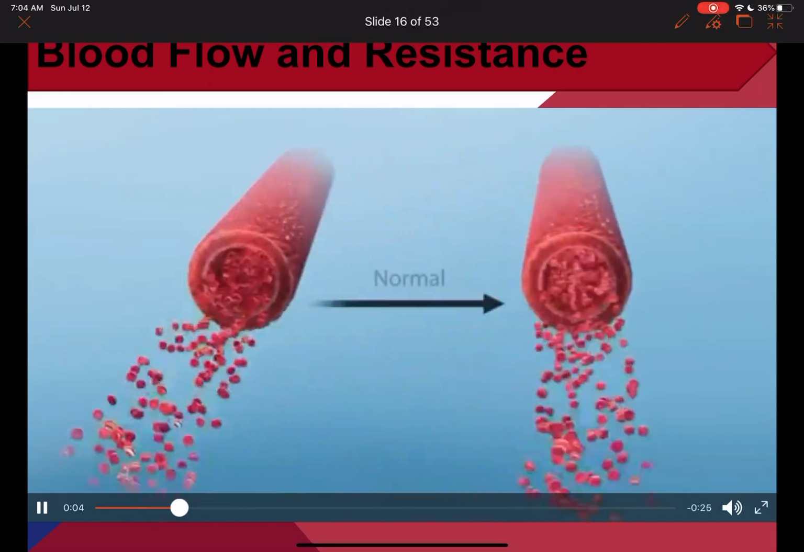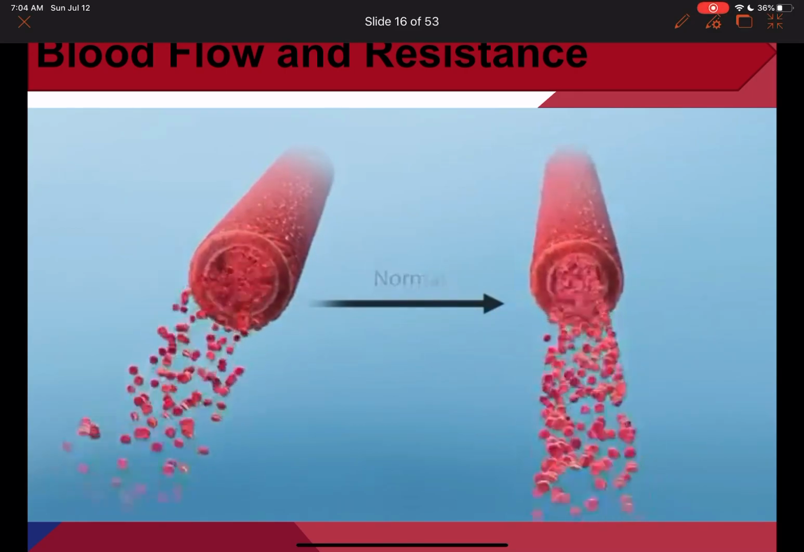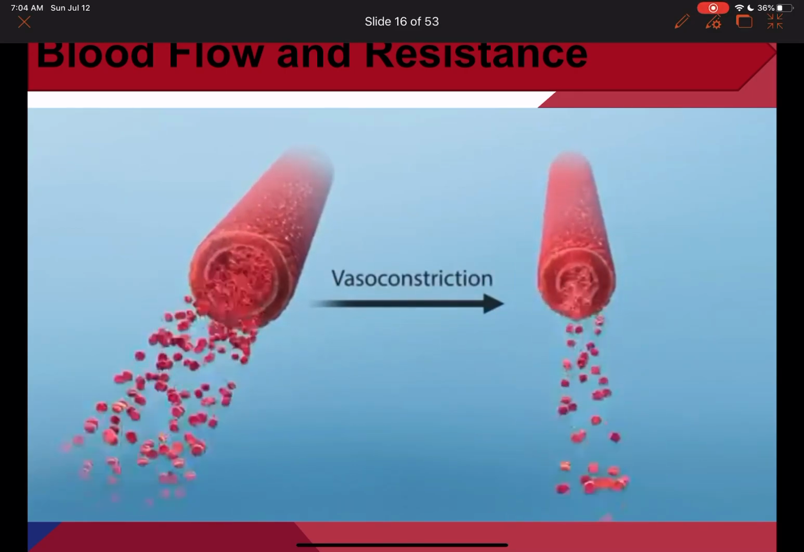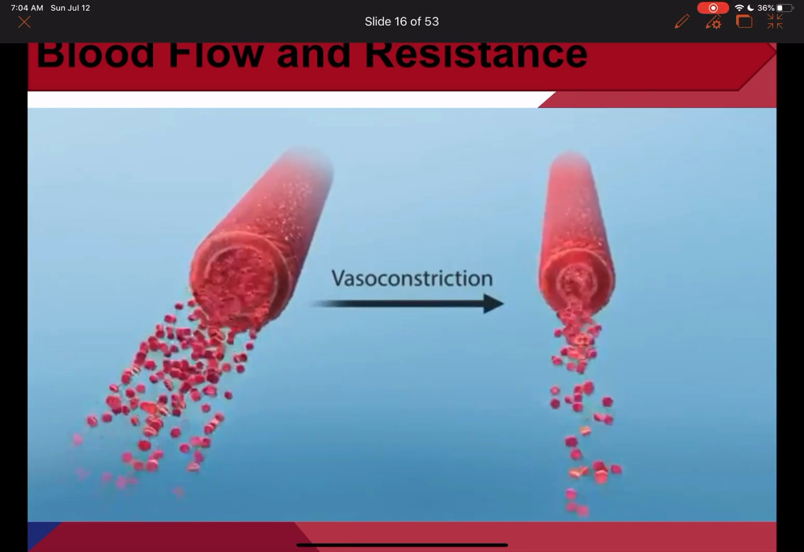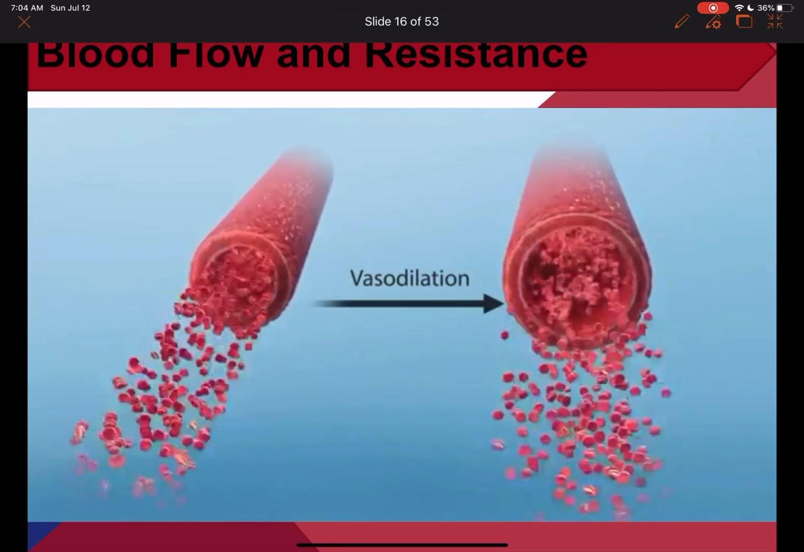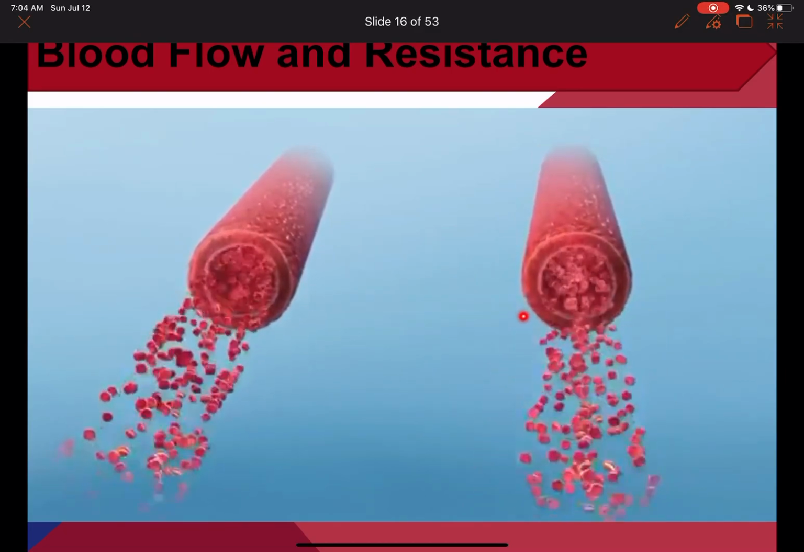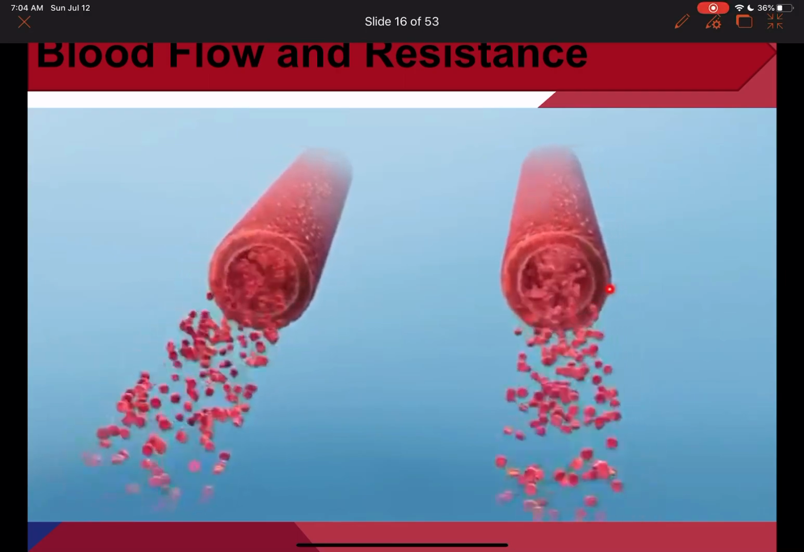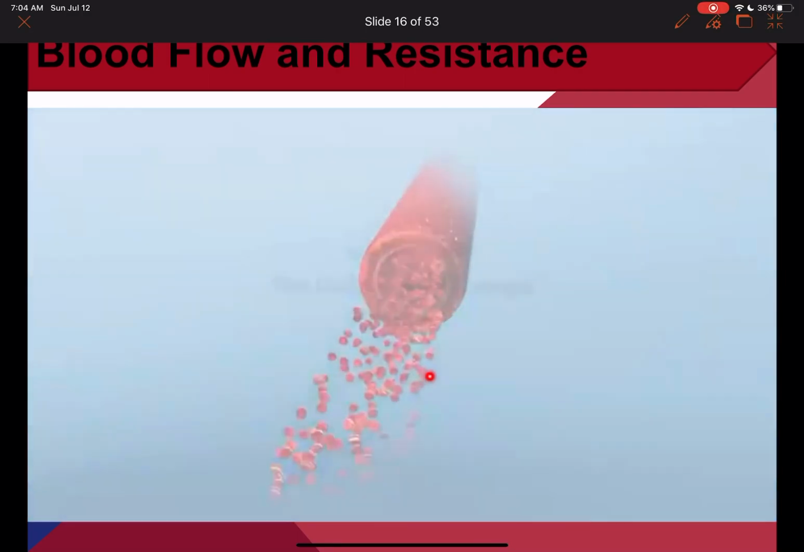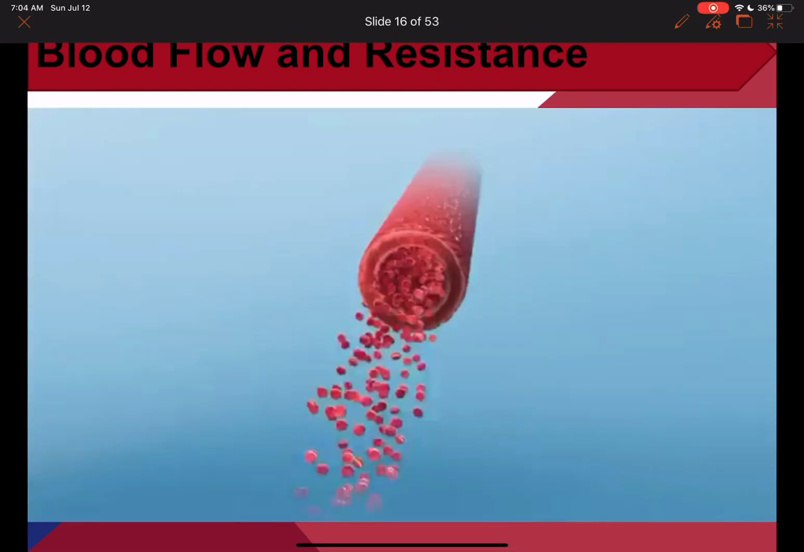So here's normal blood vessels, normal size. When you do vasoconstriction, the diameter gets smaller. When you do vasodilation, the diameter gets bigger. A lot more blood is able to flow out of it. Okay, and then back to normal. So when you constrict, less blood flow. When you expand, a lot more blood flow. So it's just a quick animation to show you that.